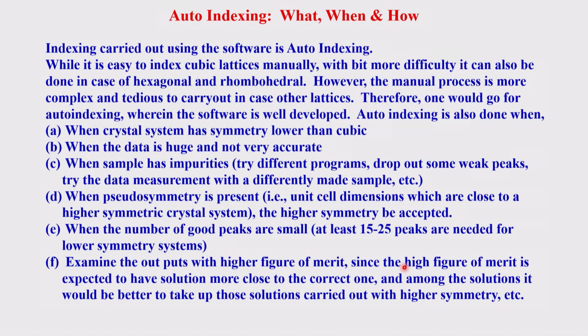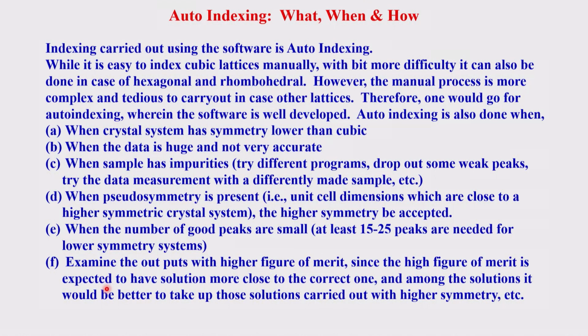So that is where you don't find that many reflections in the powder data. This is not a single crystal. In a single crystal you will get some thousands of reflections, of which several hundreds are very strong. Okay, so this is another aspect why you go for auto indexing.